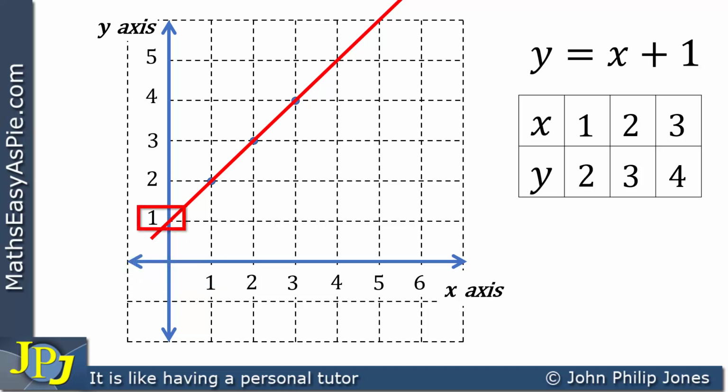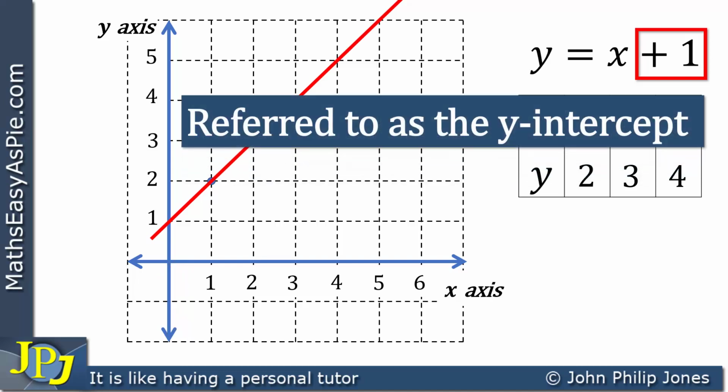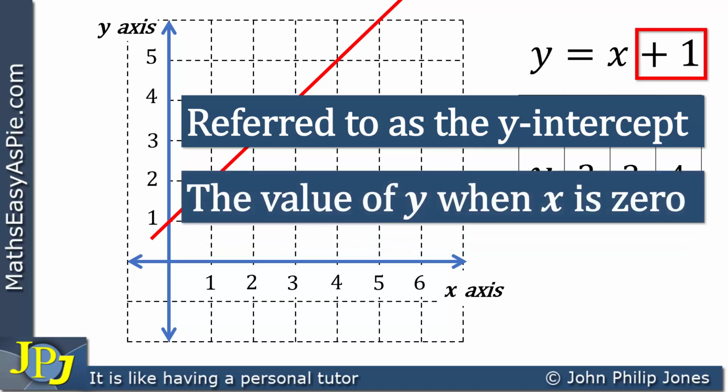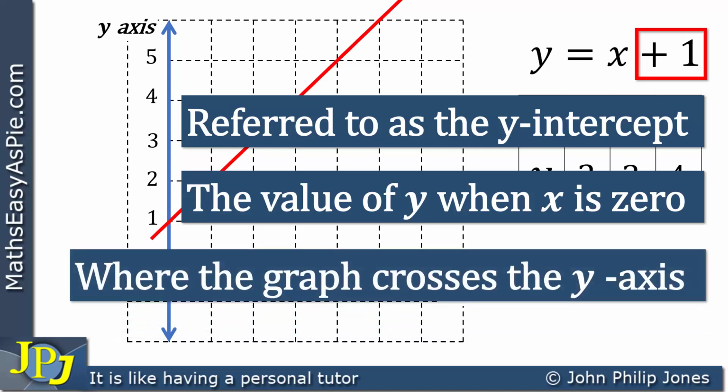Let's consider the crossing point, and you can see it crosses at 1. Now, this 1 can be seen in the equation as plus 1. Now, this is referred to as the y-intercept. So when you've plotted the graph, you look to where the graph is crossing the y-axis, which will be where x is 0 on the x-axis, and this is referred to as the y-intercept. The value of y when x is 0, in other words. And we can go on to say where the graph crosses the y-axis.